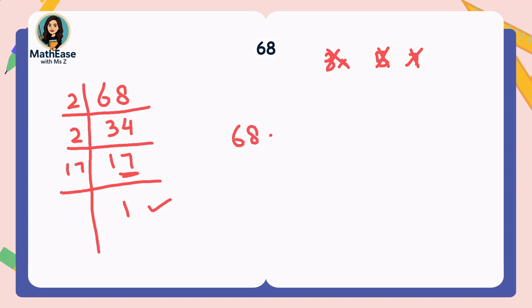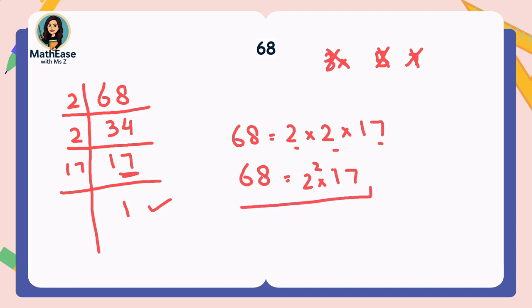Now let's write the factors. 68 is equal to 2 multiply by 2 multiply by 17. If we are writing it in the exponential form, there are 2 2's and 1 17. So we write 2 raised to the power 2 multiply by 17. Our final answer is 68 is equal to 2 raised to the power 2 multiply by 17.